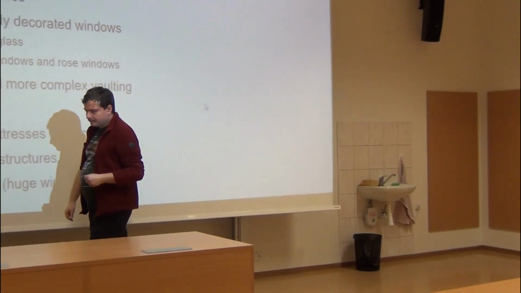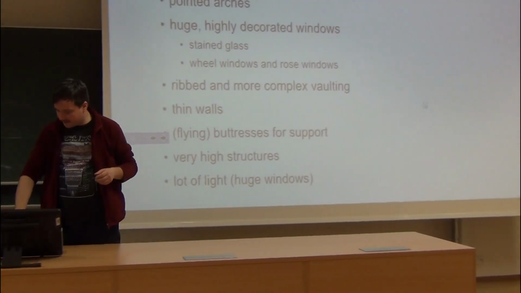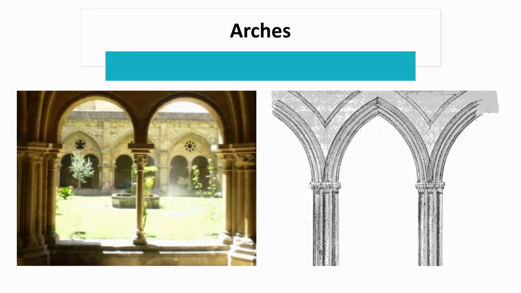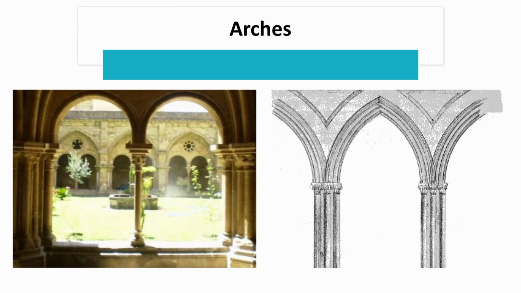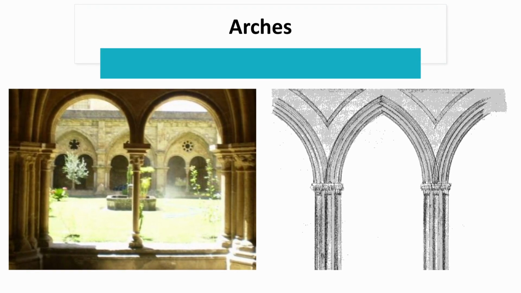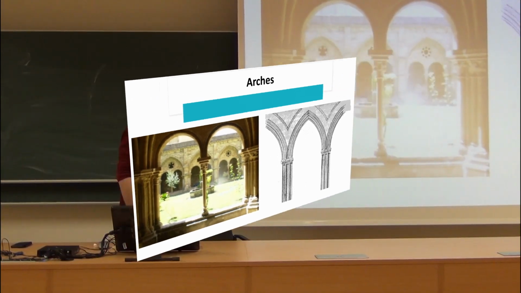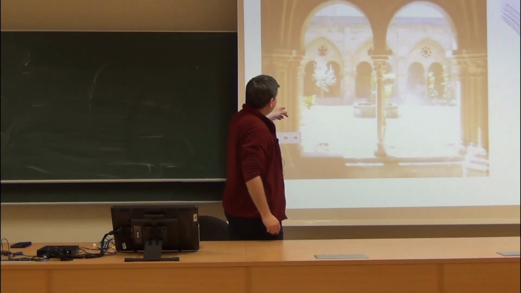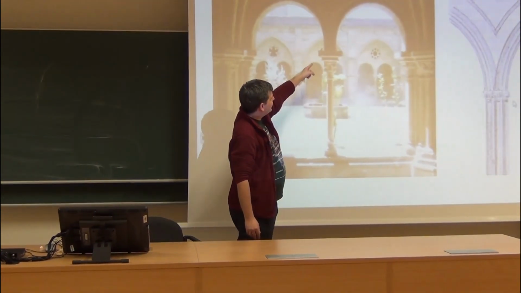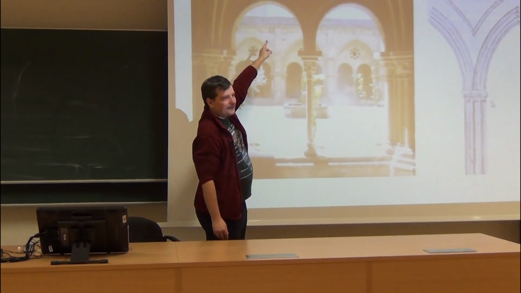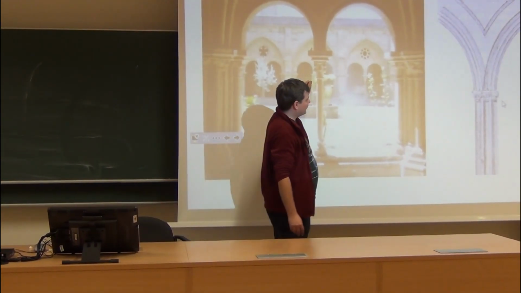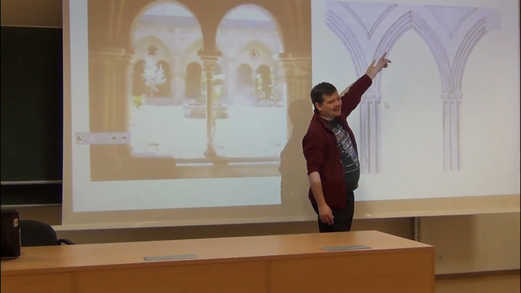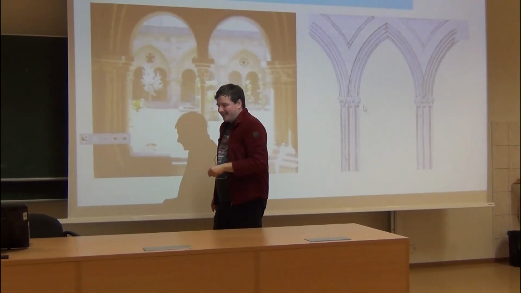Okay, so let's take a closer look at the details. Here we have arches, and this is a much better way than my horrible drawings, because here you can see a rounded arch, which would be typical for the Romanesque or Norman, and here you see a pointed arch, which would be typical for the Gothic.